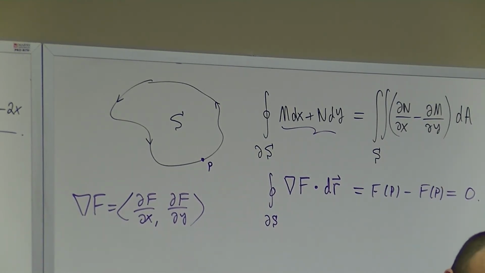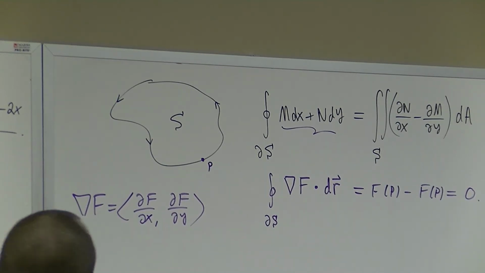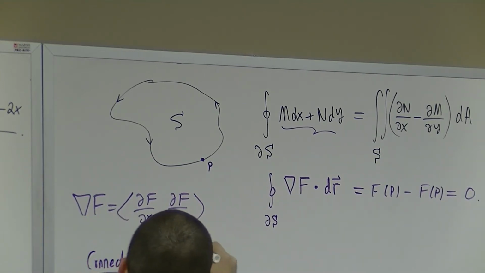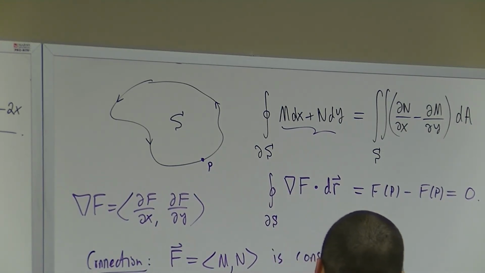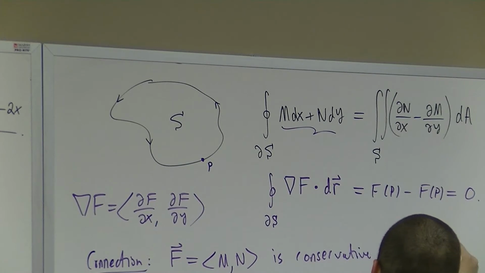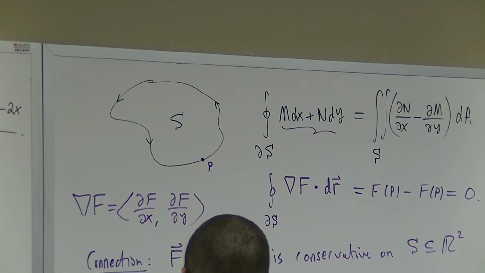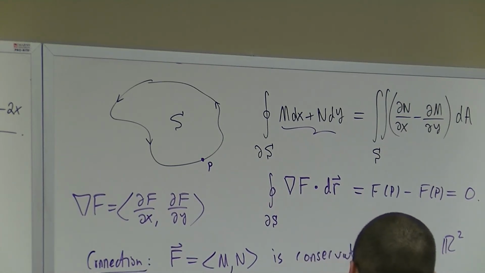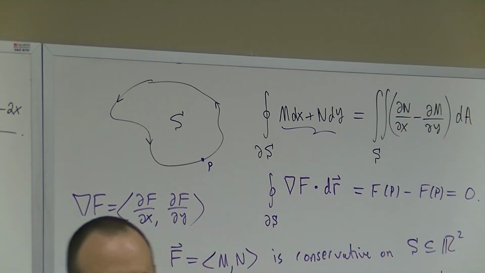So there is some connection between a conservative vector field and the equation being exact. In fact, the connection is this: the vector field M, N, two-dimensionally, is conservative on S, a subset of R2, if and only if M dx plus N dy equals 0 is an exact equation on S. That's what I just explained.